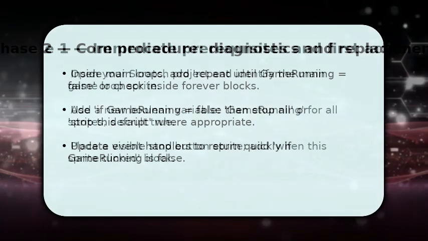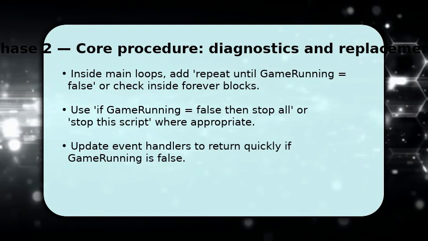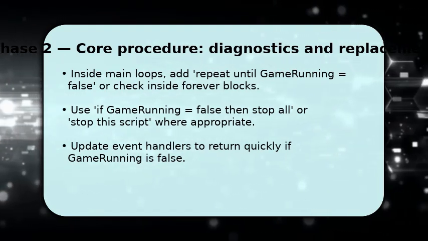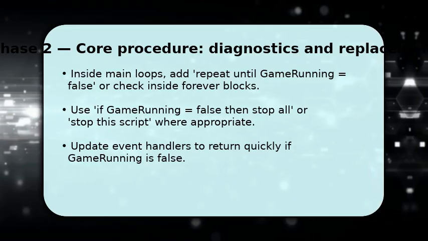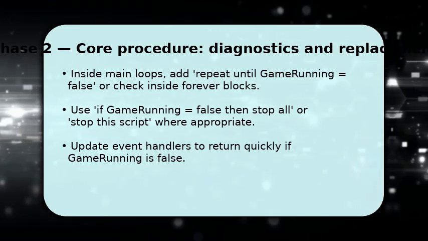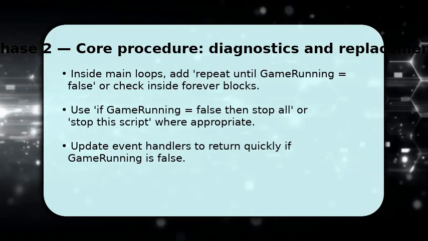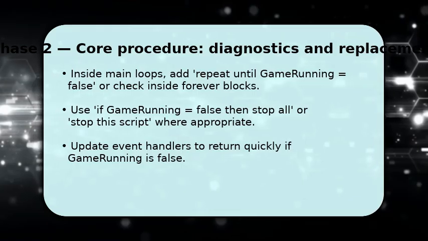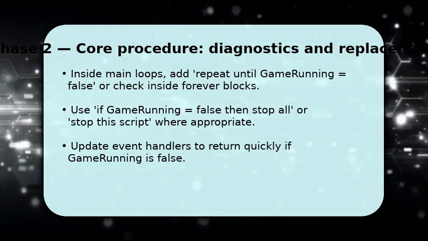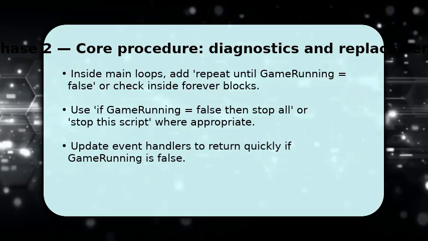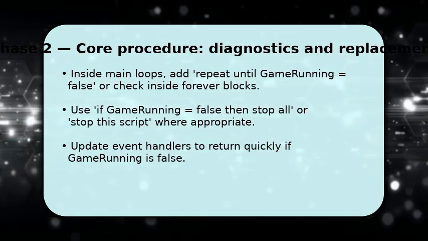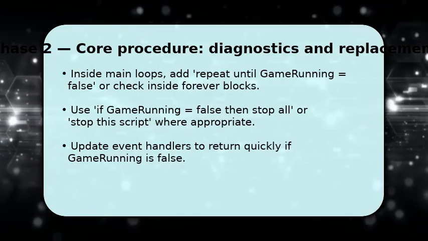Now modify the active scripts. Change forever loops to check the GameRunning variable frequently, or wrap long repeats with repeat until GameRunning equals false so the loop can exit. You do this because polling the flag prevents abrupt state errors. Once you detect the false state, call stop this script, or, when appropriate, stop all to end the game cleanly. Make sure to also guard short event handlers so they return immediately if the flag is false, preventing lingering actions.